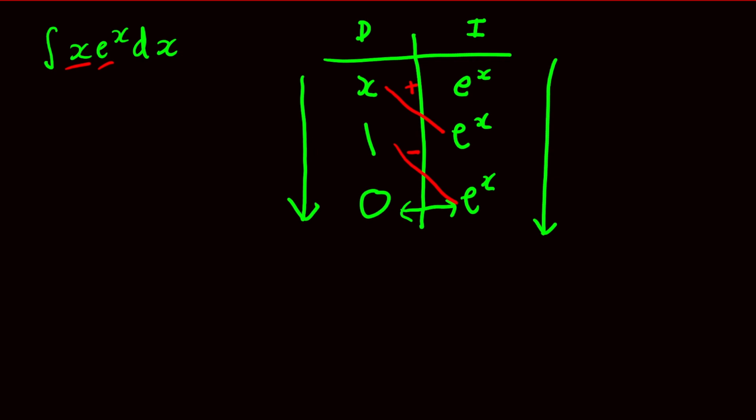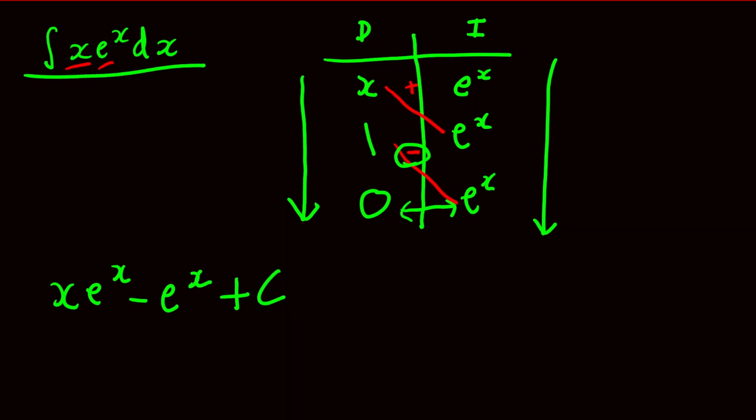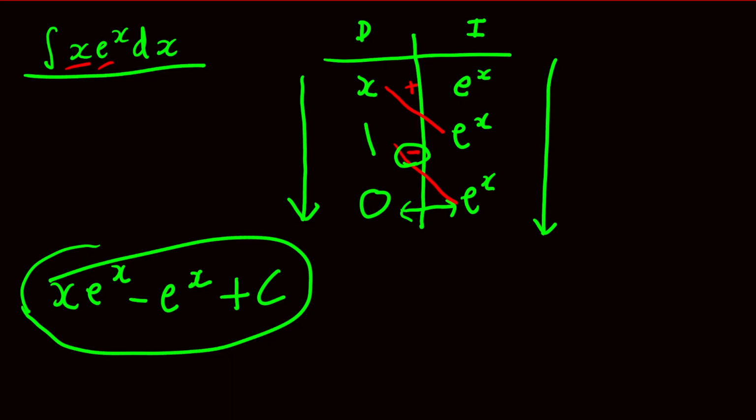So x times e to the x is just x times e to the x, alright? And then we add them up. So 1 times e to the x is e to the x, but it's a minus, okay? So it'd be minus e to the x. Alright, so that's the answer, plus c, because it's an indefinite integral. There are no bounds. So here's our answer. Basically, it gives you the same answer as regular IBP, but it's just a lot faster.